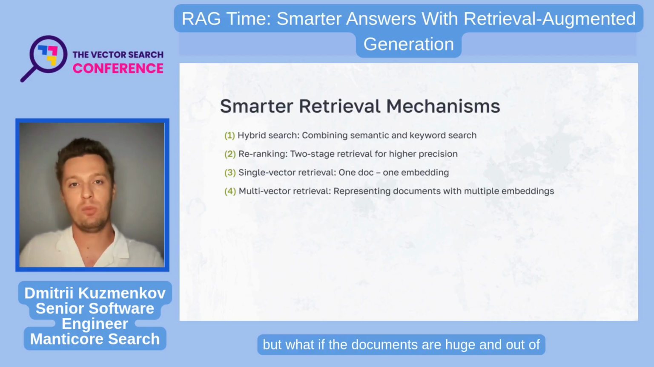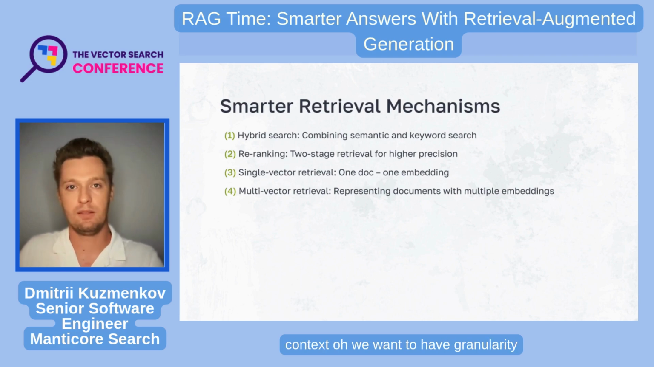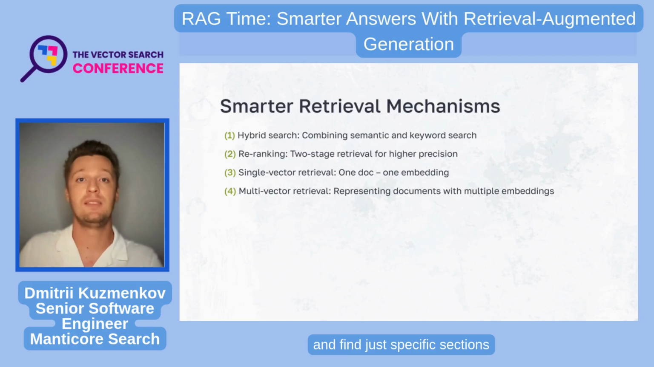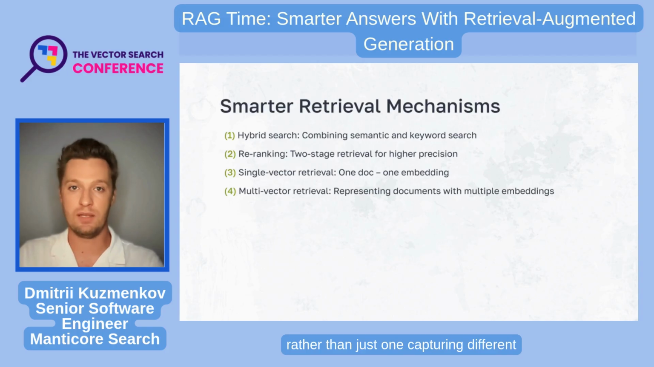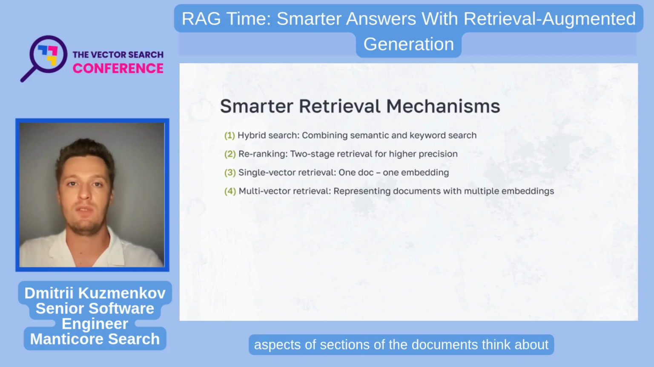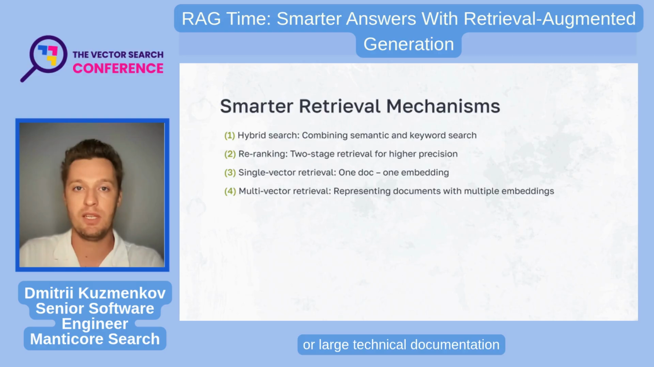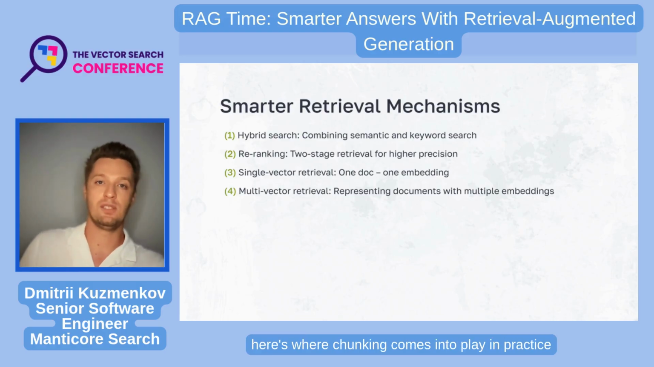But what if the documents are huge and out of context? Or we want to have granularity and find just specific sections. Here's where multi-vector retrieval comes in, representing documents with multiple embeddings rather than just one, capturing different aspects of sections of the documents. Think about a huge book, a long research paper, or large technical documentation. Here's where chunking comes into play.